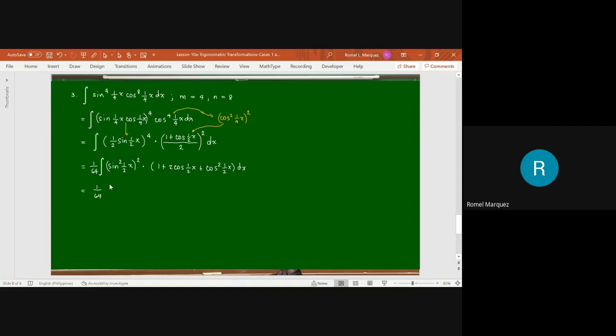And this is equal to 1/64 integral of, let's transform this, 1 minus cosine double the angle x. Okay, guys? Did you get that, guys? Times.